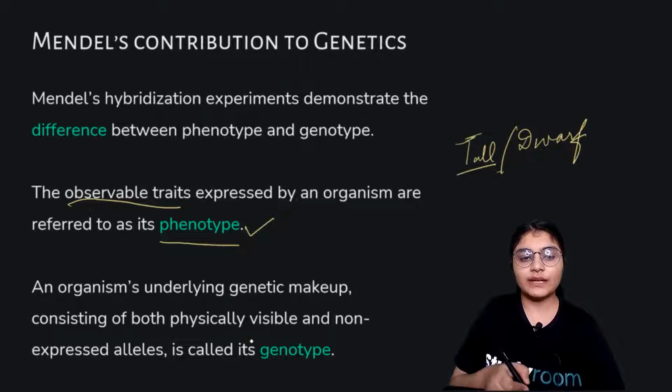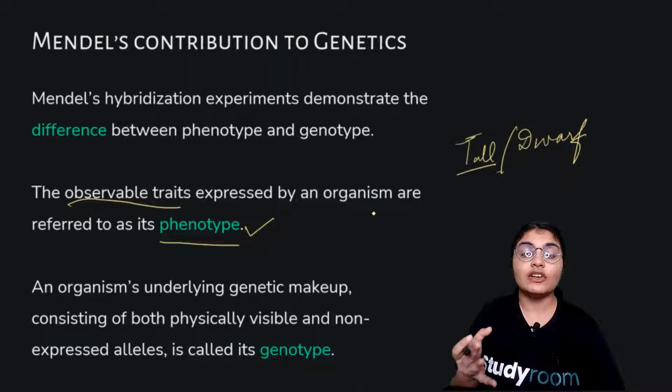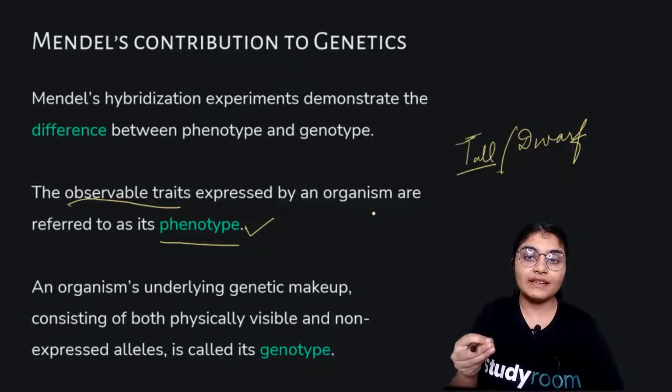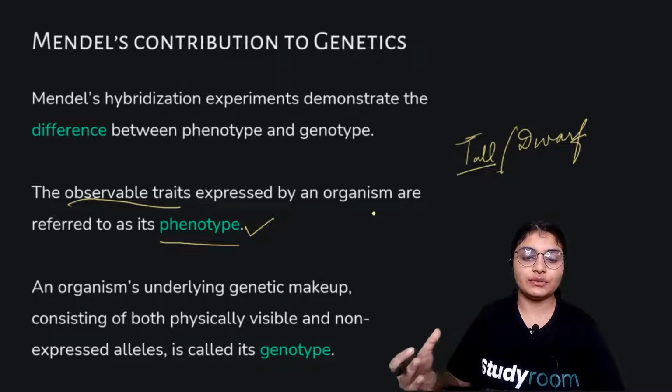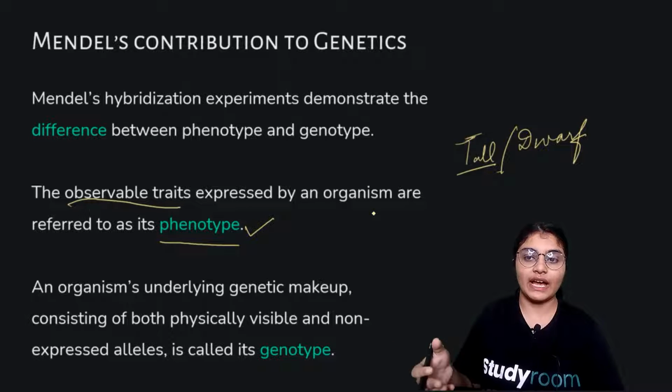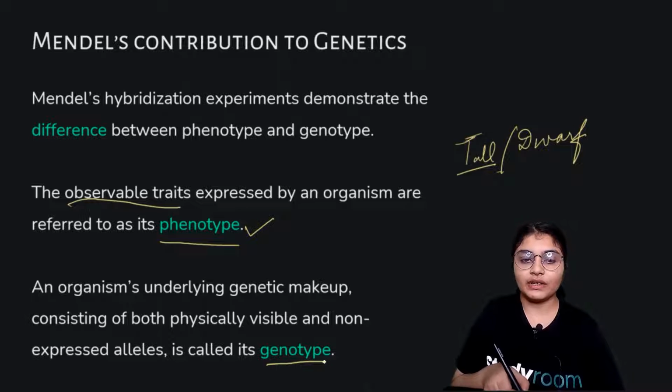And now, what are genotypes? An organism's underlying genetic makeup, consisting of both physically visible and non-expressed alleles, is called its genotype. So genotypes are basically the underlying genetic makeup that gives rise to these phenotypes, these observable traits. There are certain genetic mechanisms in the body of the plant or organism, and this genetic makeup gives rise to these observable traits, and it is known as genotype.